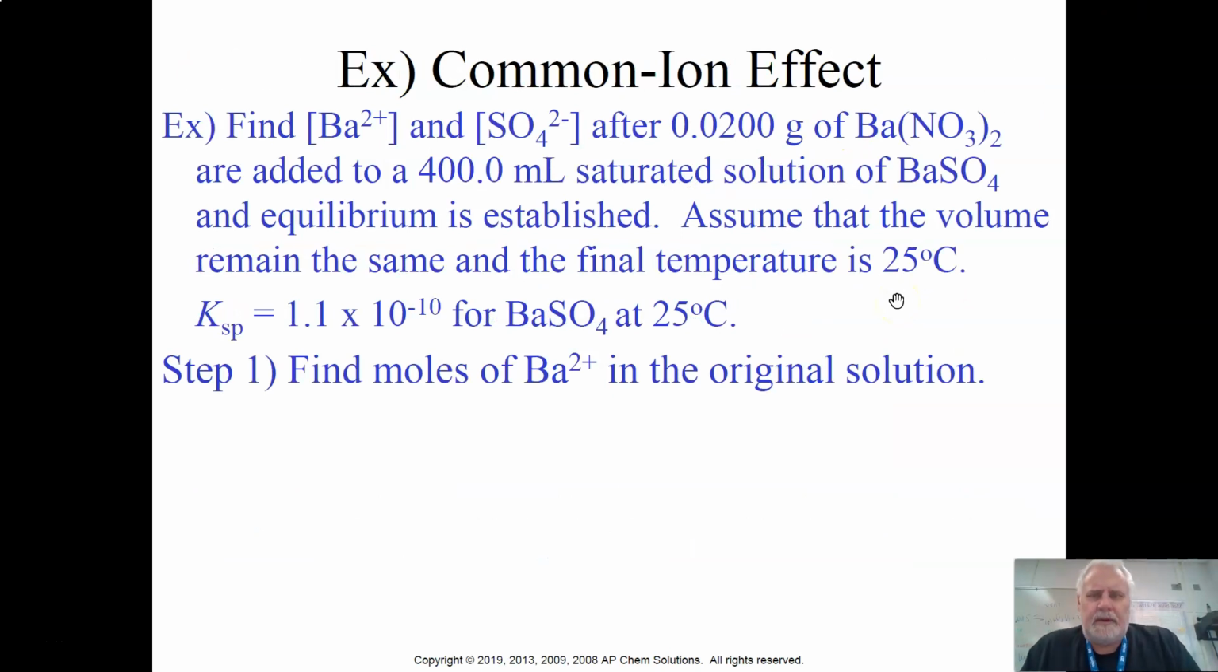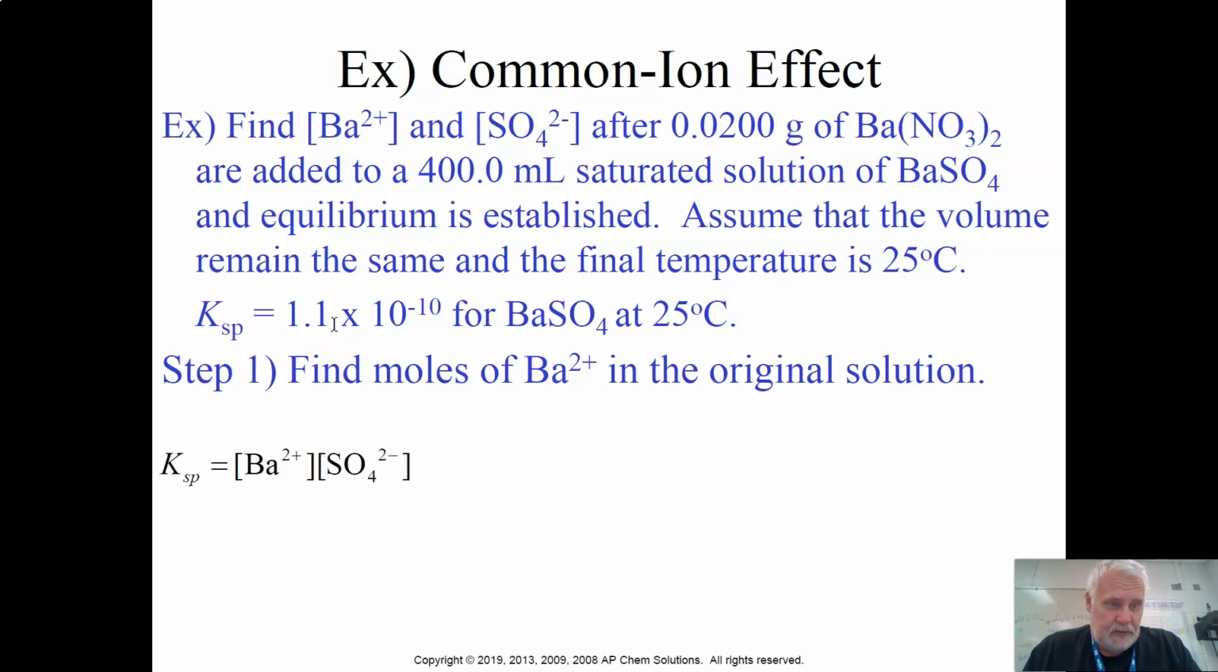So here's one where we're going to crunch some numbers. You have this little saturated solution, equilibrium system, right? Barium sulfate, 400 milliliters of it, and you dump in a pinch of barium nitrate. And as you can see, we do have a common ion in this system. So when we looked at our original system, 400 mils at that temperature, that was your Ksp. And what we want to find is the moles that were originally in the system.